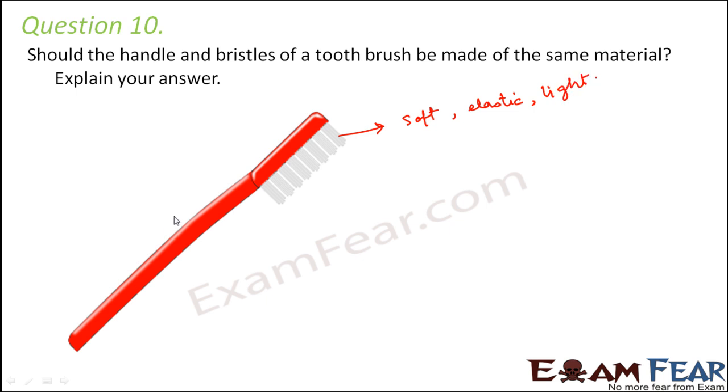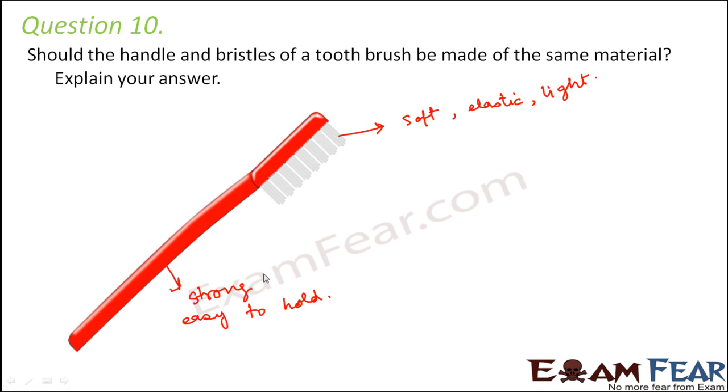But when you talk about the handle, do you want the same characteristics for the handle also? Not really. What do we want for the handle? We want the handle to be quite strong. We also want the handle to be such that it is easy to hold, because this part need not be flexible. We are not going to move this part. This part is just for holding. So it has to be tough.